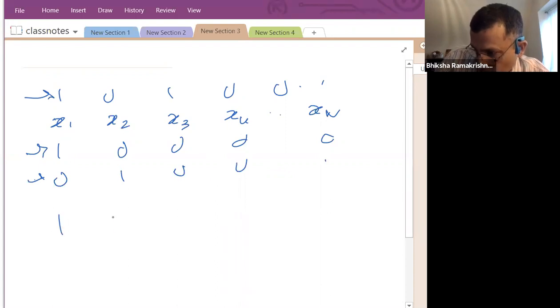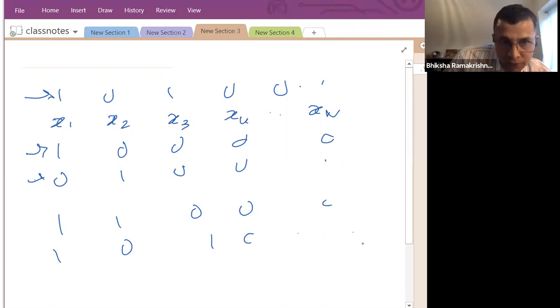Then next I'm going to try 1, 1, 0, 0, 0, then 1, 0, 1, 0, 0, and I'm going to try the entire combination of 2. Then I'm going to try 1, 1, 1, 0, 0, 0. How many such combinations exist? If you have n inputs, each input can take 2 values, 1 or 0. So you have 2 raised to n such combinations, correct?